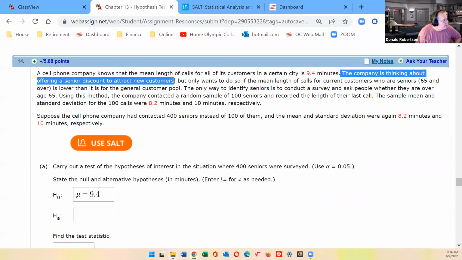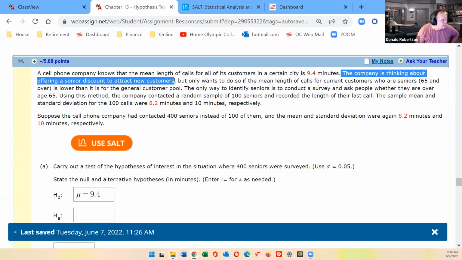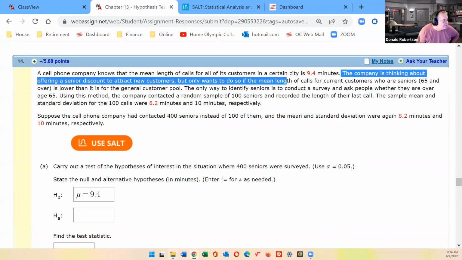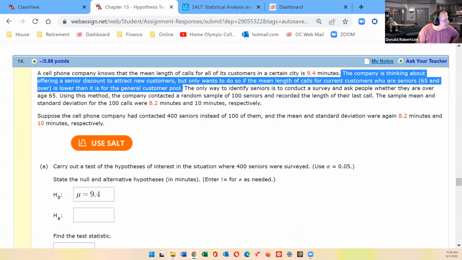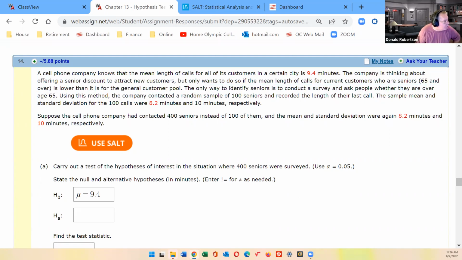So this company is thinking about offering a senior discount to new customers, but it's only going to do it if the mean length of calls for seniors is lower than the general customer pool. So basically they're figuring out that we can get more senior people as long as we know that when we get senior people, they don't use the phone as much, right? Okay. Financial reasons for that, I suppose. The one way to identify seniors is to conduct a survey and ask people whether they are over 65 and hope they tell the truth.